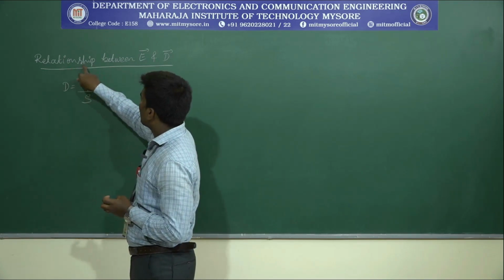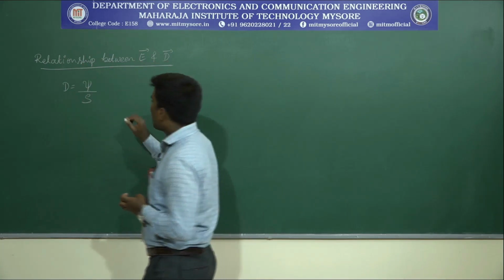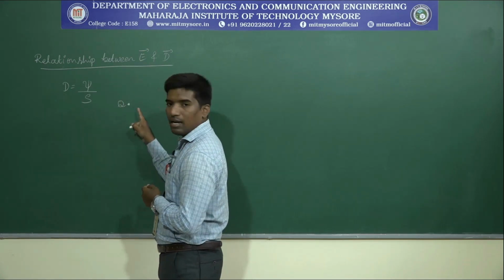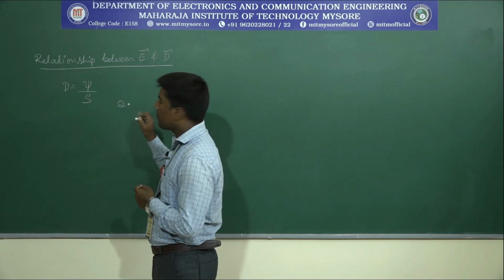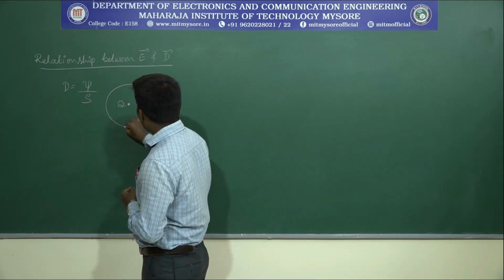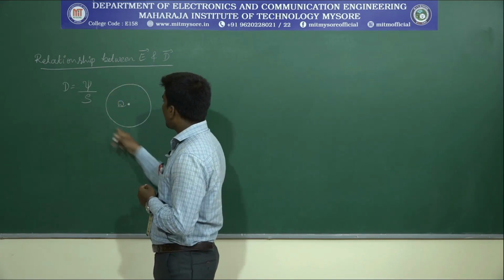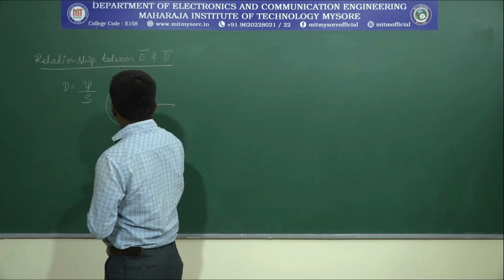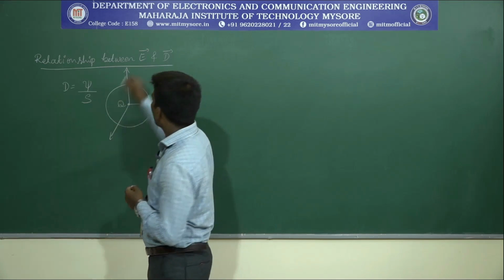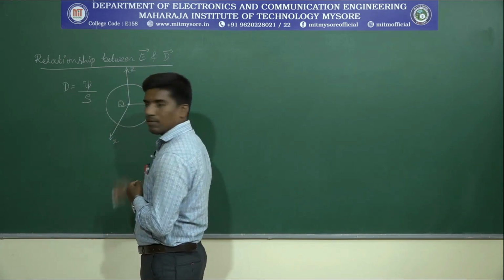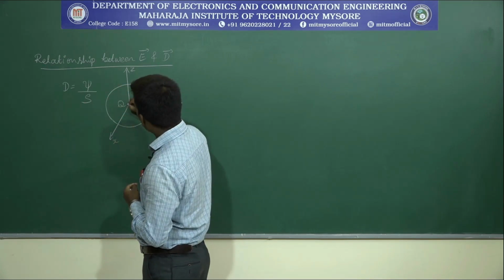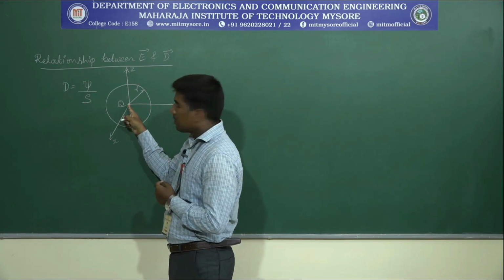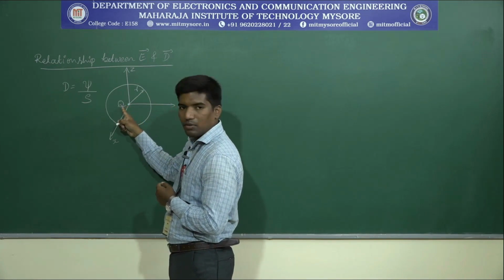In order to derive the relationship between E and D, let us have an experimental setup. Let us assume a point charge which has a magnitude of Q, which creates an electric field intensity around it. Assume this as a sphere. The axes in a rectangular coordinate system can be written like this: this is Z, this is Y, and this is X. Assume a sphere of radius R. The point charge is kept at the origin and has the magnitude Q coulomb.